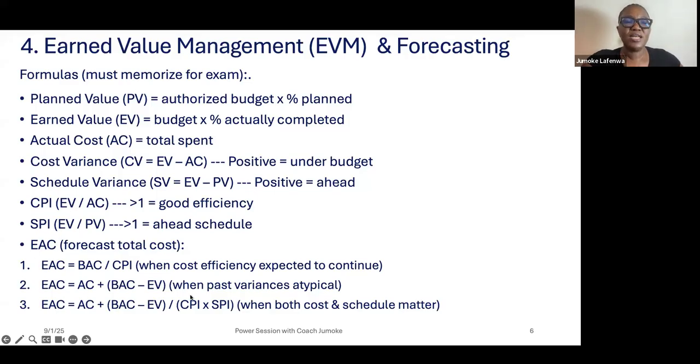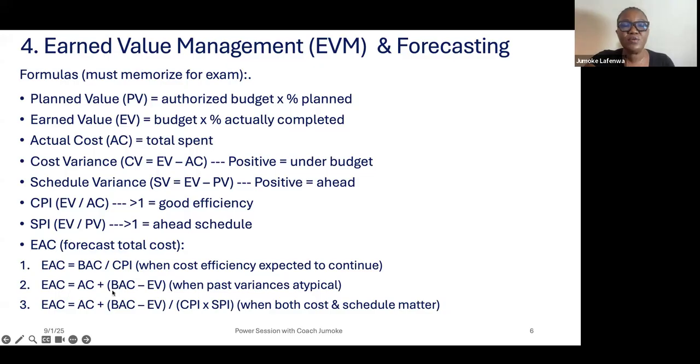And then you can use these formulas to forecast that if you continue this way, this is how we are going to fare. Estimate at completion: you can use the formula budget at completion divided by cost performance index. So if you are not given the cost performance index, you would have to calculate it yourself. It's not difficult. You use this when cost efficiency is expected to continue. That is, when you have calculated, you can forecast that it will continue on that trend. Then you can use this formula to find the estimate at completion.